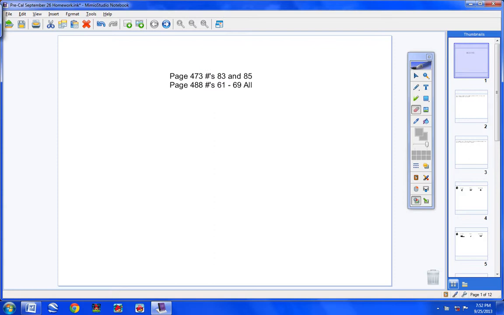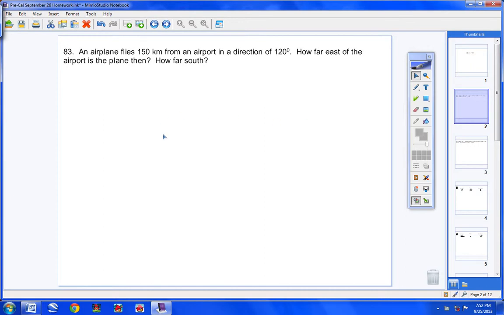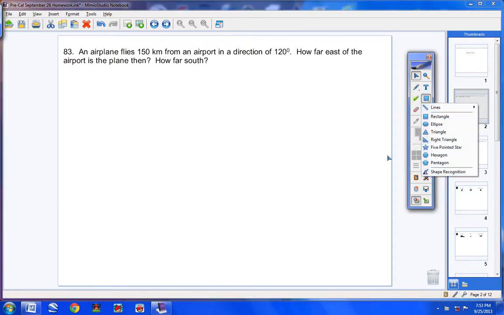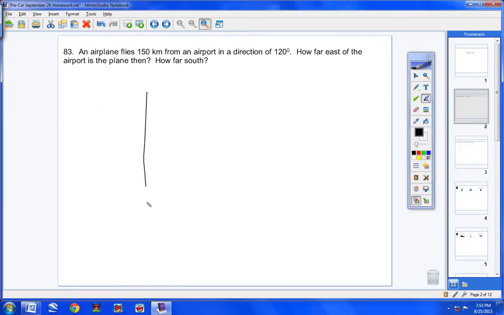Let's start off with taking a look at number 83. An airplane flies 150 kilometers from an airport in a direction of 120 degrees. How far east of the airport is the plane, and how far south? Well, what I have taught you to do is just go ahead and get a picture of this direction and kind of what we're looking at here.